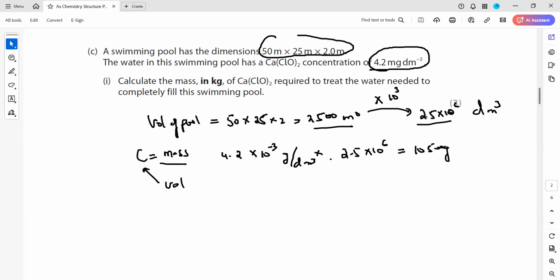So when you multiply this, you will get 10,500 grams. That is the mass of this substance which we need. But they ask the question in kilograms. So if I want to convert this into kg, what should I do? I should divide by 1000. So 10,500 divided by 1000 will become 10.5 kilogram. Is this one clear? How much in kg of the calcium chloride do we need?